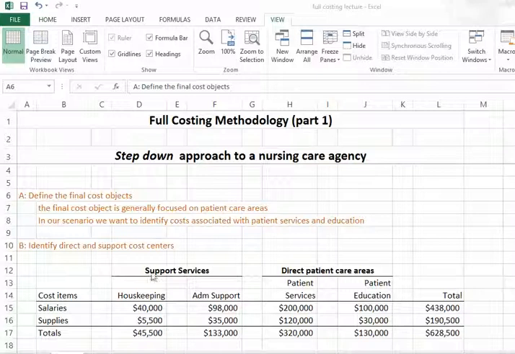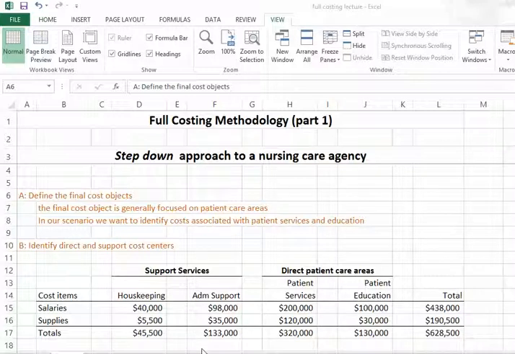The salaries, these are the direct salaries allocated to housekeeping, administrative support, patient care services, and patient education. The total salaries in this case is $438,000. The supplies for the four areas total $190,500. And then we have the totals coming down here.